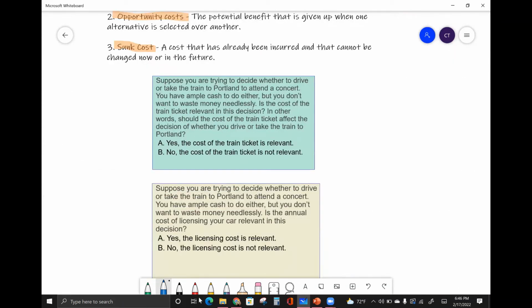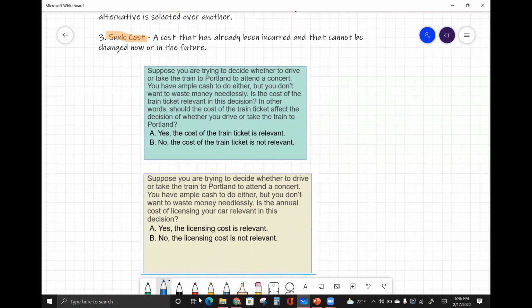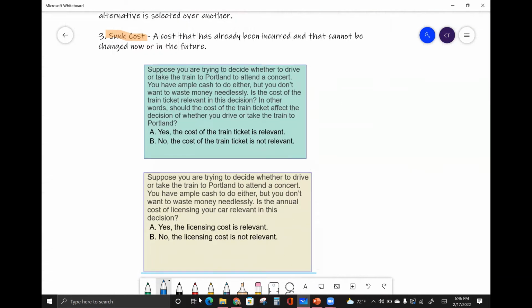Okay, then we have sunk costs. So the sunk cost is a cost that already has been incurred and that cannot be changed now or in the future. So it's something that I've already invested in and there's nothing I can do about it now.